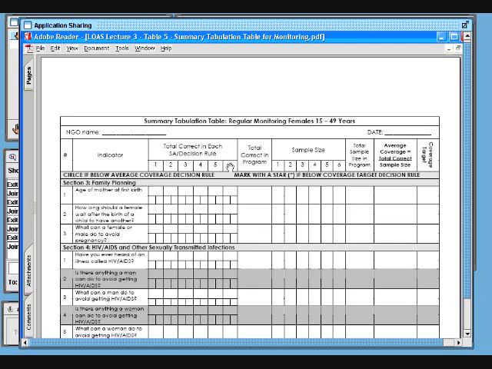So, for each of the supervision areas, we're still going to have the total number of correct responses. But then, underneath this row, we're going to have two cells per supervision area. The first cell will be used to indicate the decision rule for the average coverage, while the second cell will be used to indicate the decision rule based on the coverage target. Let's take a look at a numeric example to better understand the summary tabulation table for regular monitoring.